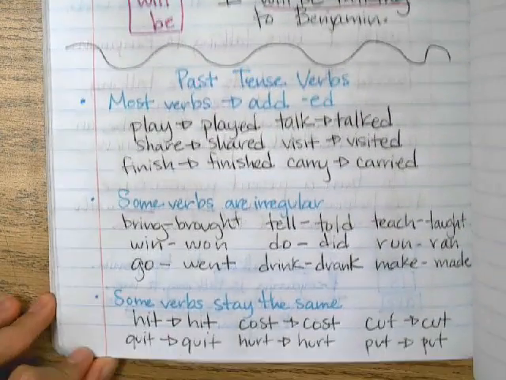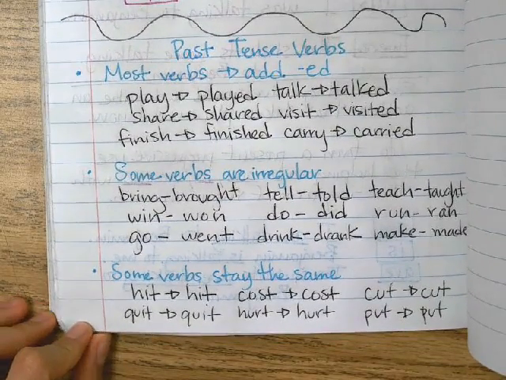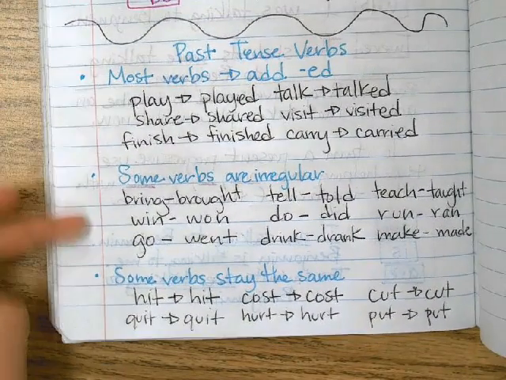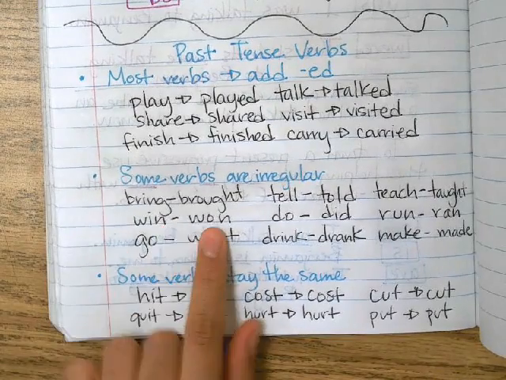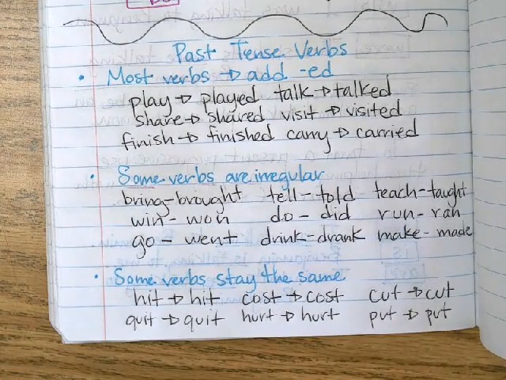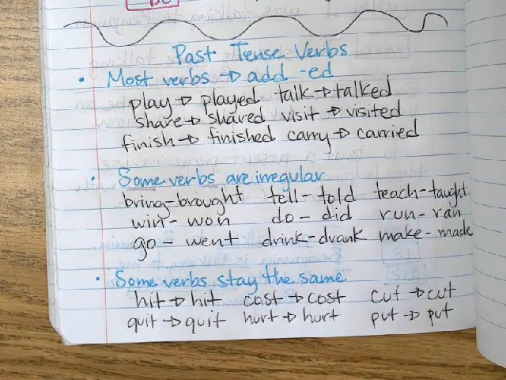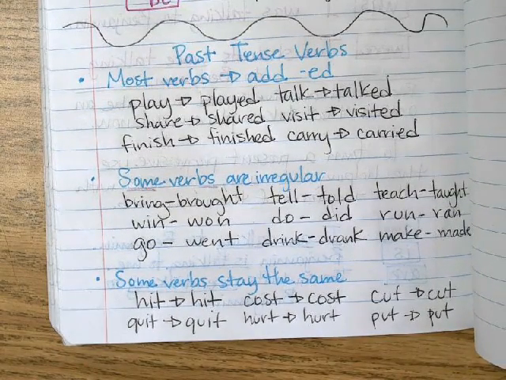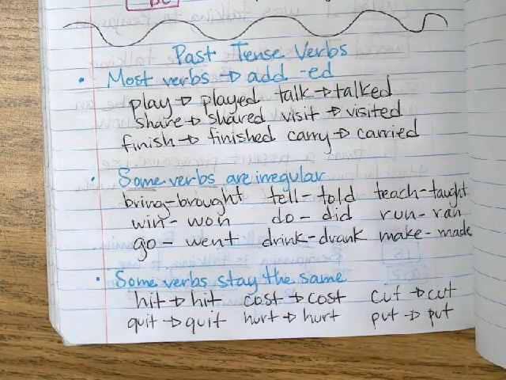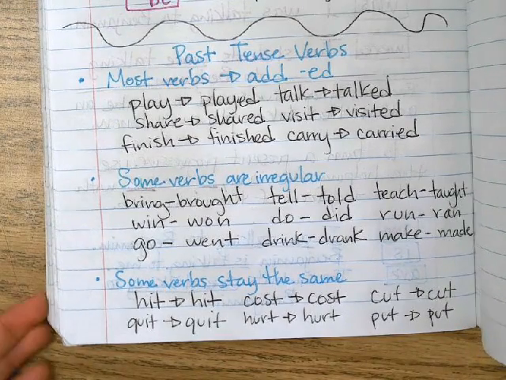And then we have some past tense verbs. So there's some that end in ed, some that are irregular, which means that the form is different when we change it into past tense. And then some verbs just stay the same.